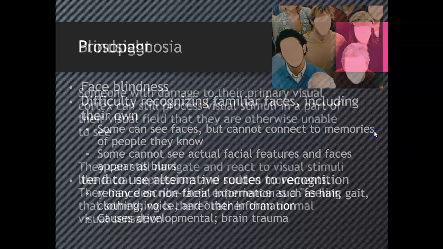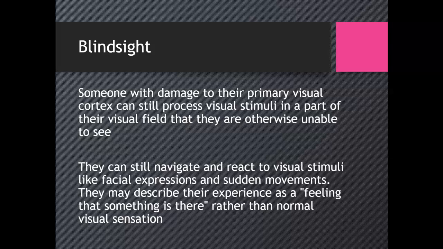Our other type of disorder that's included here is blindsight. Blindsight is really pretty interesting and kind of hard to explain and understand, and it's still not fully understood by researchers. But with blindsight, somebody who is blind has damage to their primary visual cortex, but they're still somehow able to see, or at least have this instinct or intuition of where things are in their visual field that they can't actually see.